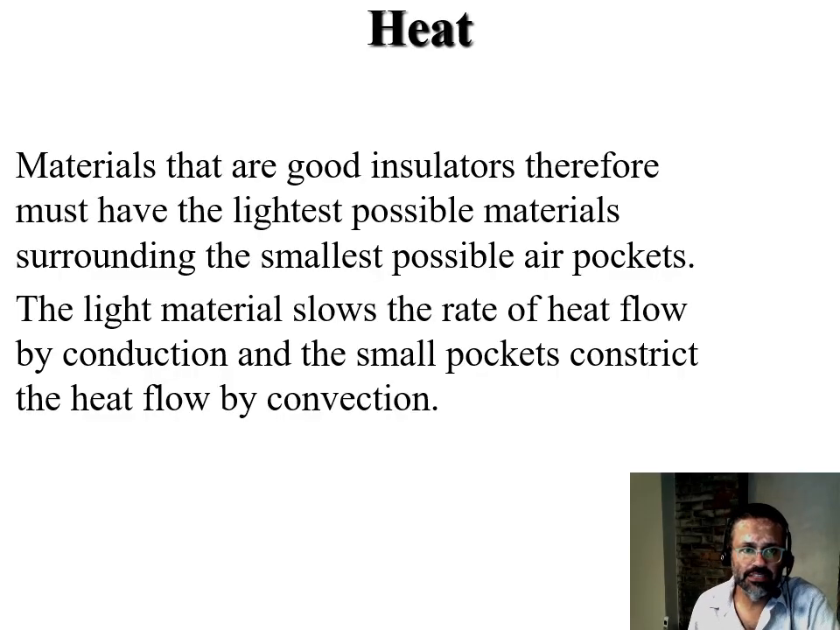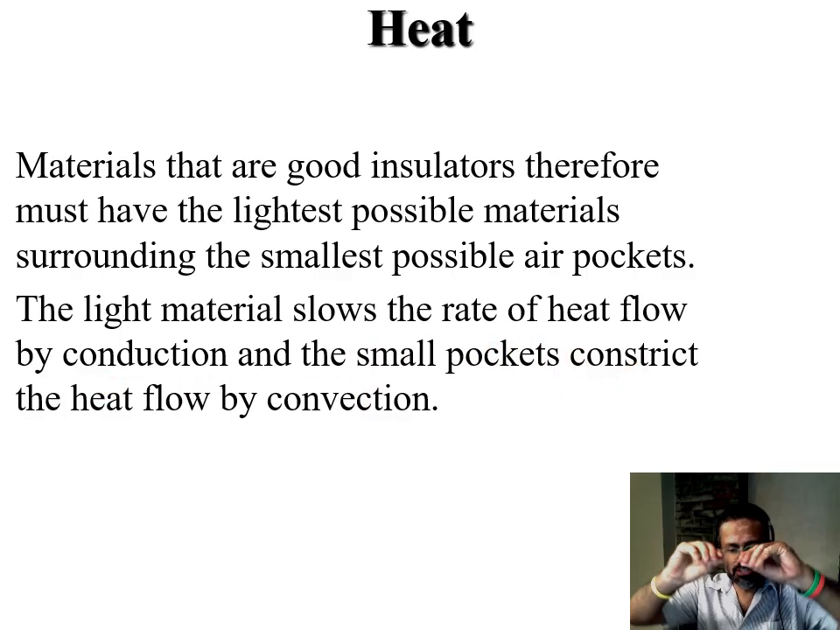So materials that are good insulators therefore must have the lightest possible material surrounding the smallest possible air pockets. The light material slows down the rate of heat flow by conduction, right? And then you have the small pockets that constrict the heat flow by convection. So basically you want a whole bunch of small pockets and with the light material.